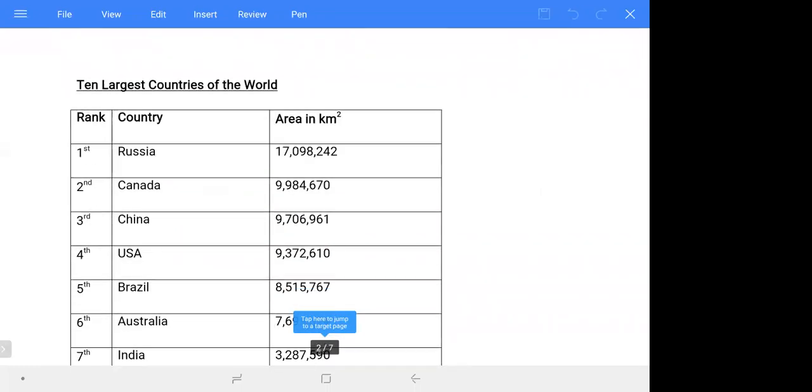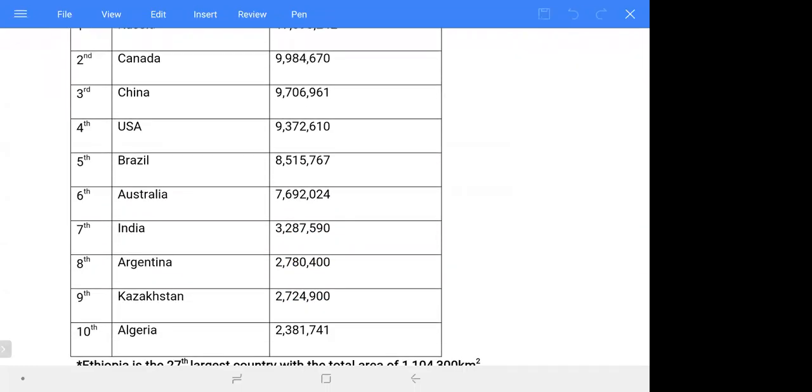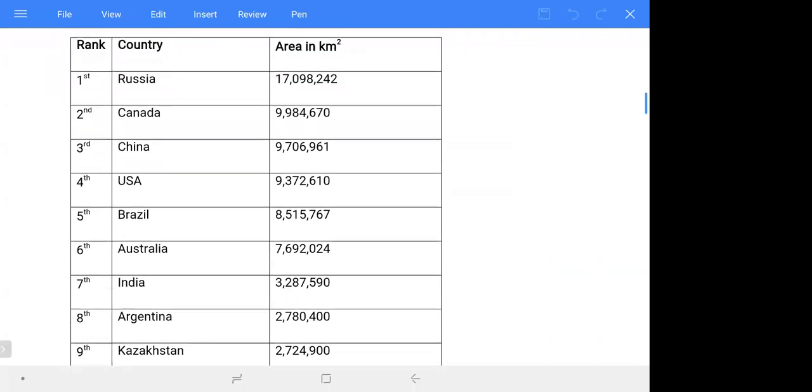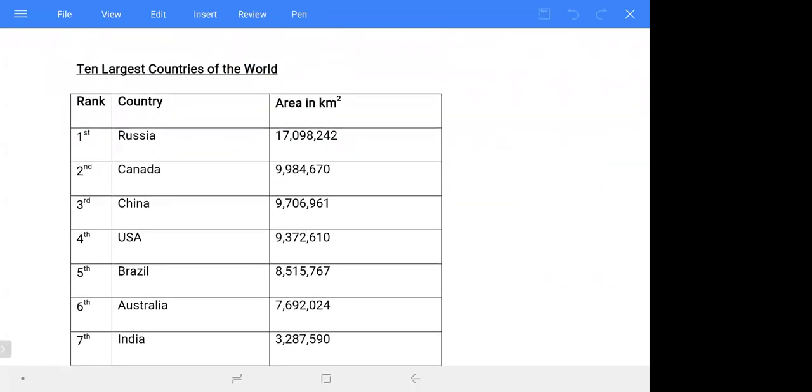Are you guys okay now about these things? Yes, is it clear? Is there any question to ask about these major features of the 7 continents? No. Is the table clear? Yes. Okay.